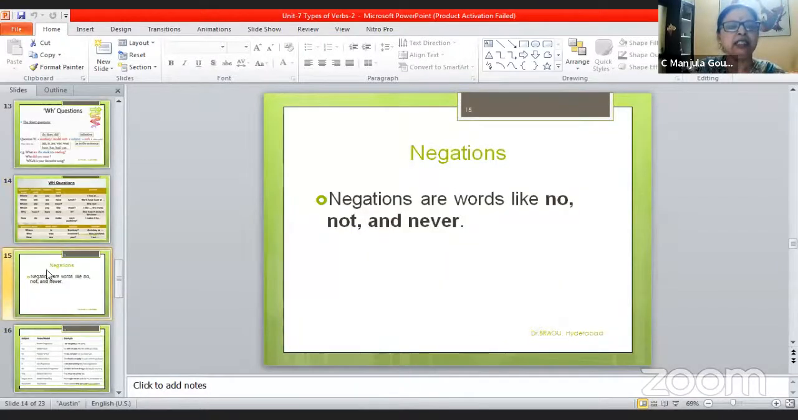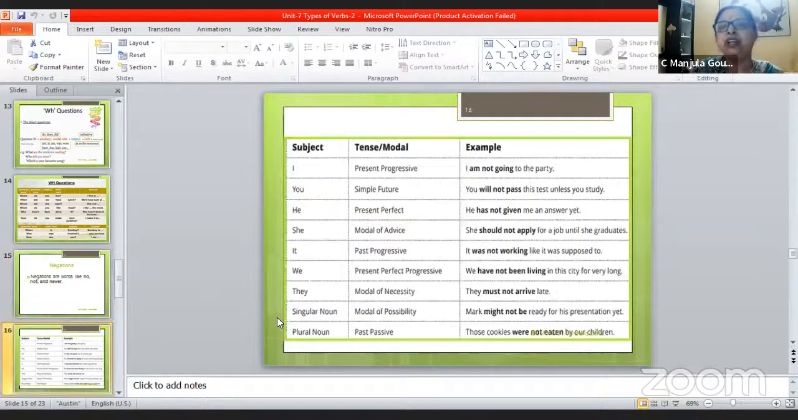And negations are words like no, not, and never. Whenever you say no, not, or never, we can call them negations. When you look at these negations, they tend to give a negative opinion to others when we say that. So these are a few forms, tenses and modals.